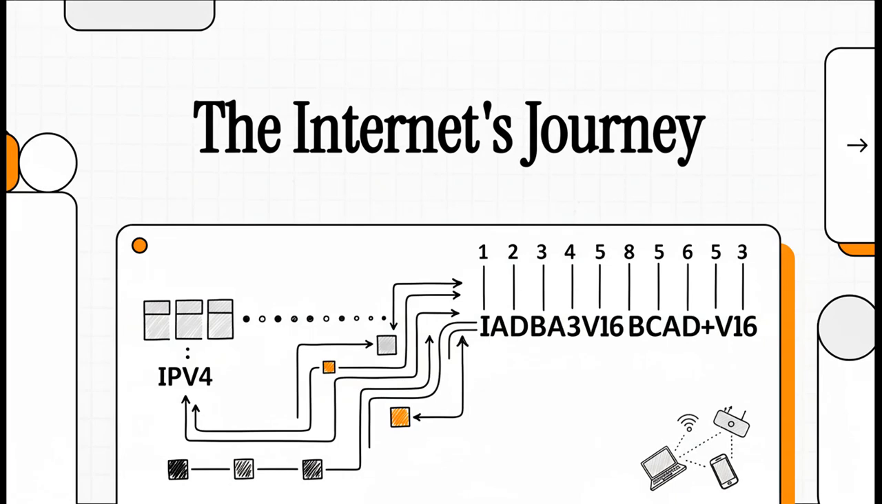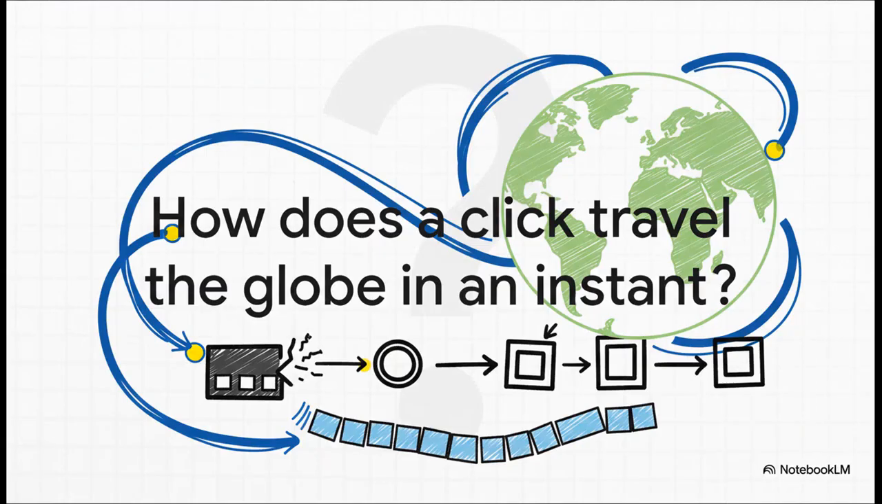Have you ever really stopped to think about what happens the instant you click on something online? I mean, in a split second, your request zips across oceans, bounces around continents, and comes right back. In this explainer, we're going to pull back the curtain and follow the incredible, invisible journey your data takes every single day. So how does it work?